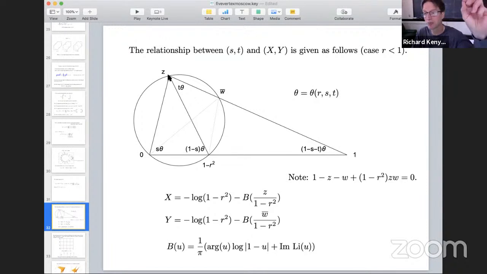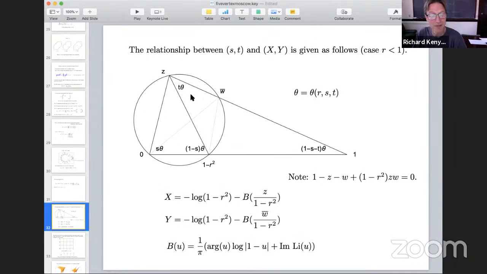Right? z is an arbitrary point in the upper half plane. Once you know z, you can determine s and t. Then you prove that z is the conformal parameter for this model, and s and t are the slopes. And if you want to know what x and y are in terms of z, there is some explicit formula for x and y involving the dilogarithm.